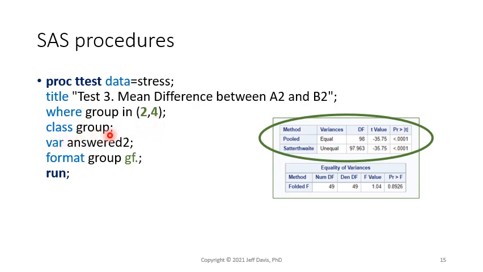So class group, again, telling it this is our categorical variable, this is our independent variable, and then our dependent variable in this case is answer 2. So we're comparing these two groups based on the number of questions they tried to answer at time 2. So again, what we're expecting to see in terms of our hypothesis, group A2 should have a mean that's lower than group B2.